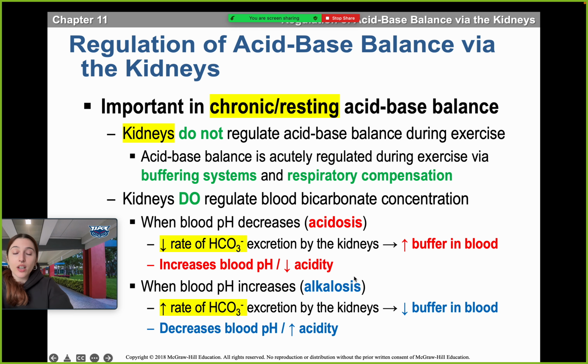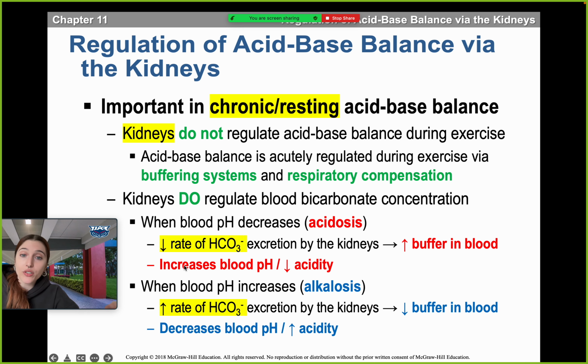If pH goes the other way, we're too alkalotic, then the kidneys increase the rate of bicarbonate excretion. We get rid of the bicarbonate, we pee it out so that there's less in the blood and we can let ourselves bring the pH back down just a little, get just a little acidic, back to the normal range at least. Okay, so definitely know that the kidneys regulate it at rest and also how they regulate it.